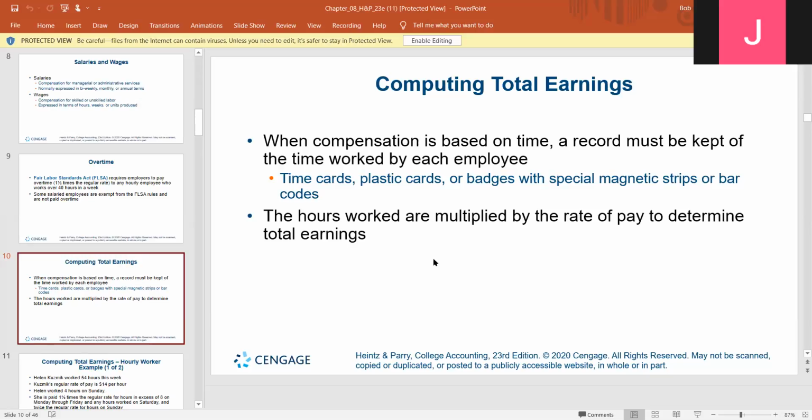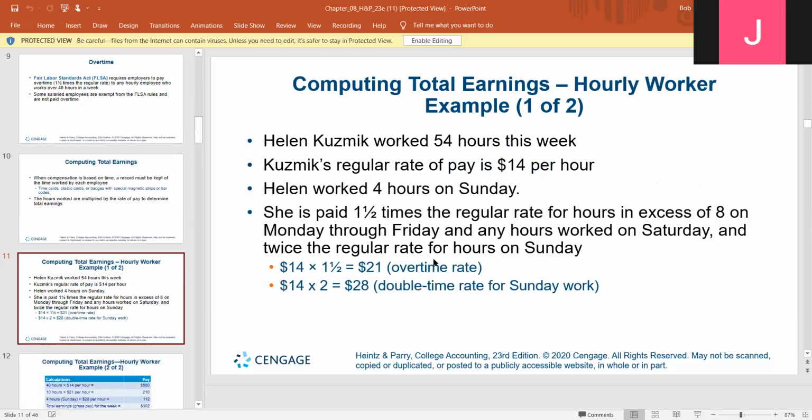The hours worked are multiplied by the pay rate. Who knew that, huh? Let's look at a couple things here. Helen Kuzniak worked 54 hours this week. She gets $14 an hour, and she gets paid time and a half for hours in excess of 8 from Monday to Friday, and any hours worked on Saturday are time and a half. But notice she gets double time on Sunday. So here we go. How do we figure out her paycheck?